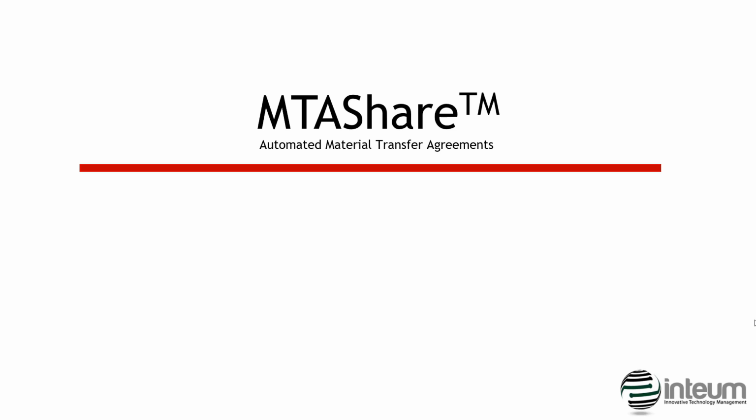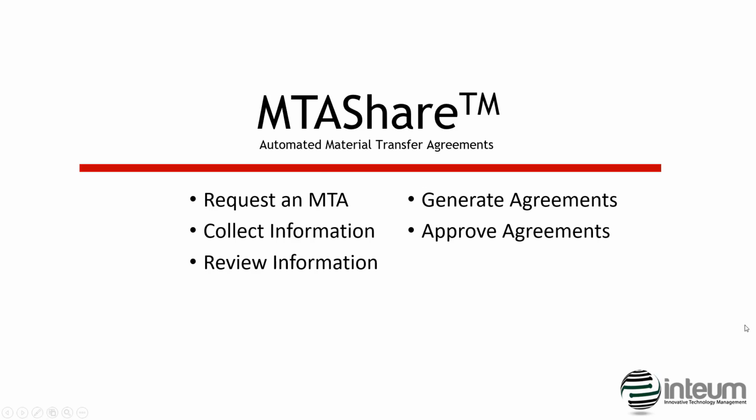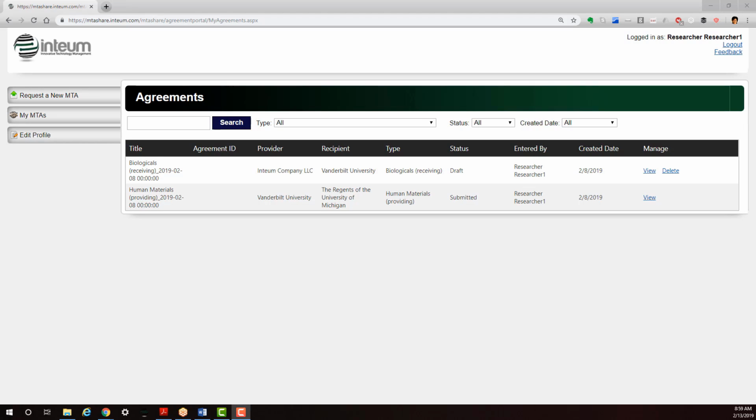MTAshare is an online portal available to any institution that processes material transfer agreements. MTAshare provides a highly automated system to request an MTA, collect and review information, as well as generate and approve agreements. When researchers log in to the MTAshare portal, they will see all the MTAs in which they are either a provider or a recipient of a material transfer agreement.